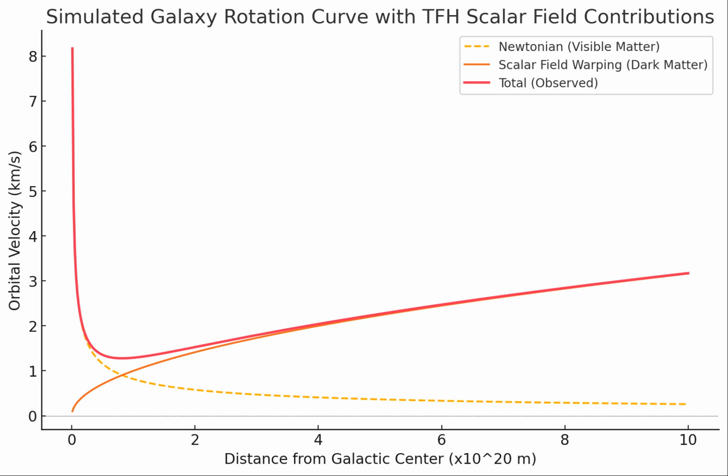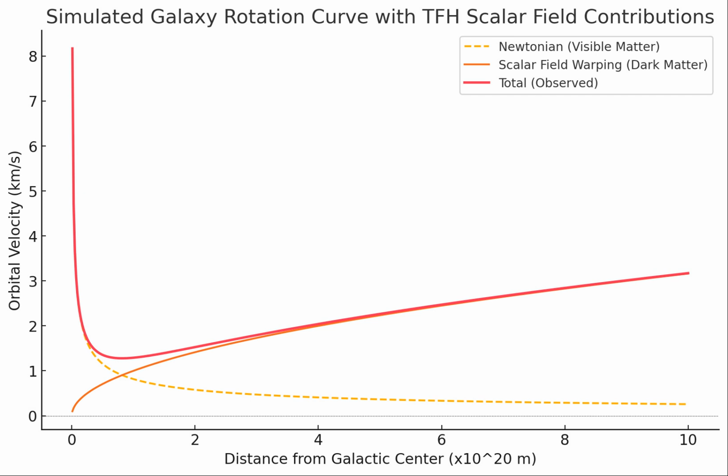2. Emergence of scalar field warping. The scalar field warping contribution grows with distance from the galactic center, reflecting how energy gradients in the scalar field deepen gravitational wells in regions with significant matter or energy densities. As distance increases, this warping effect stabilizes, maintaining a nearly constant orbital velocity in line with observed galactic rotation curves.